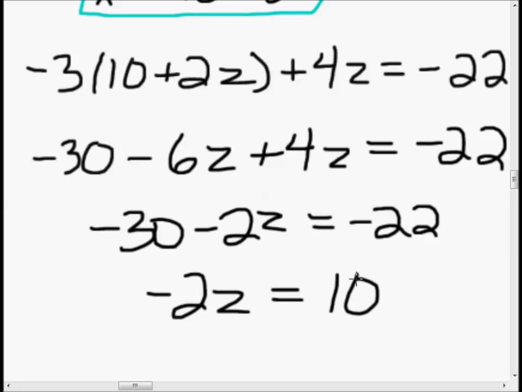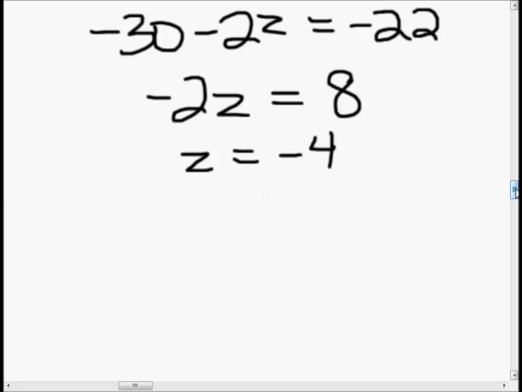Wow, I can't do basic math. Everybody makes mistakes. It's okay. So -22 plus 30 is 8, right? And so that means z equals -4, because we've divided both sides by -2.